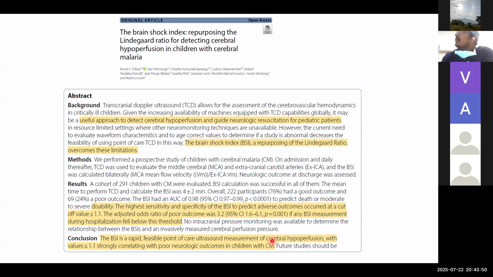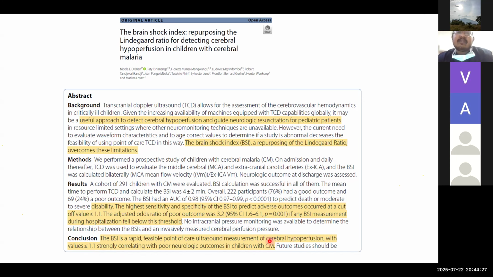And they have repurposed this use of the Lindegaard ratio as a brain shock index. Although this study has been done in children with cerebral malaria, it might be true for various acute bacterial meningitis where hypoperfusion can be an important phenomenon. They've come up with a number: if the brain shock index is less than or equal to 1.1, it correlates with cerebral hypoperfusion and also with poor neurological outcomes in children with cerebral malaria.